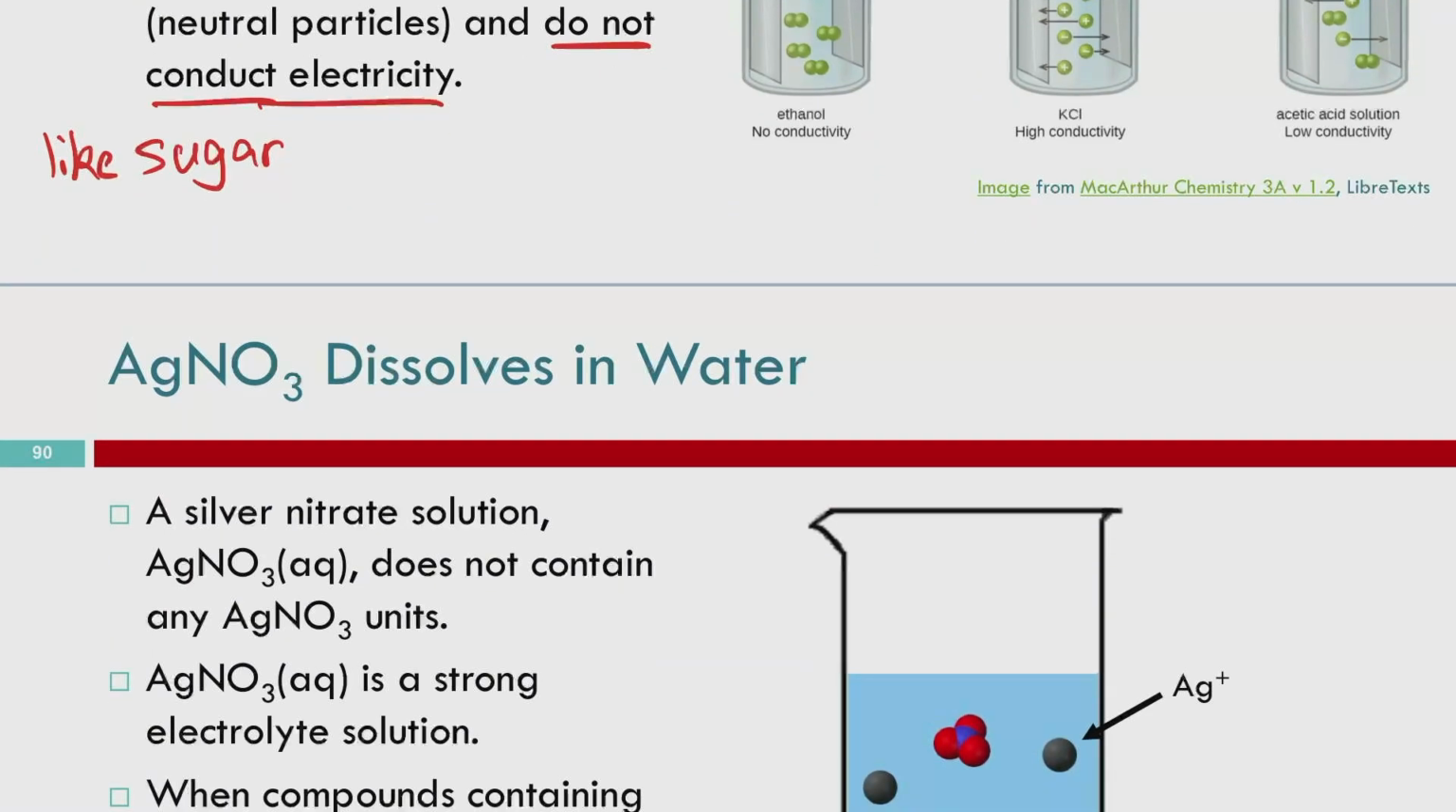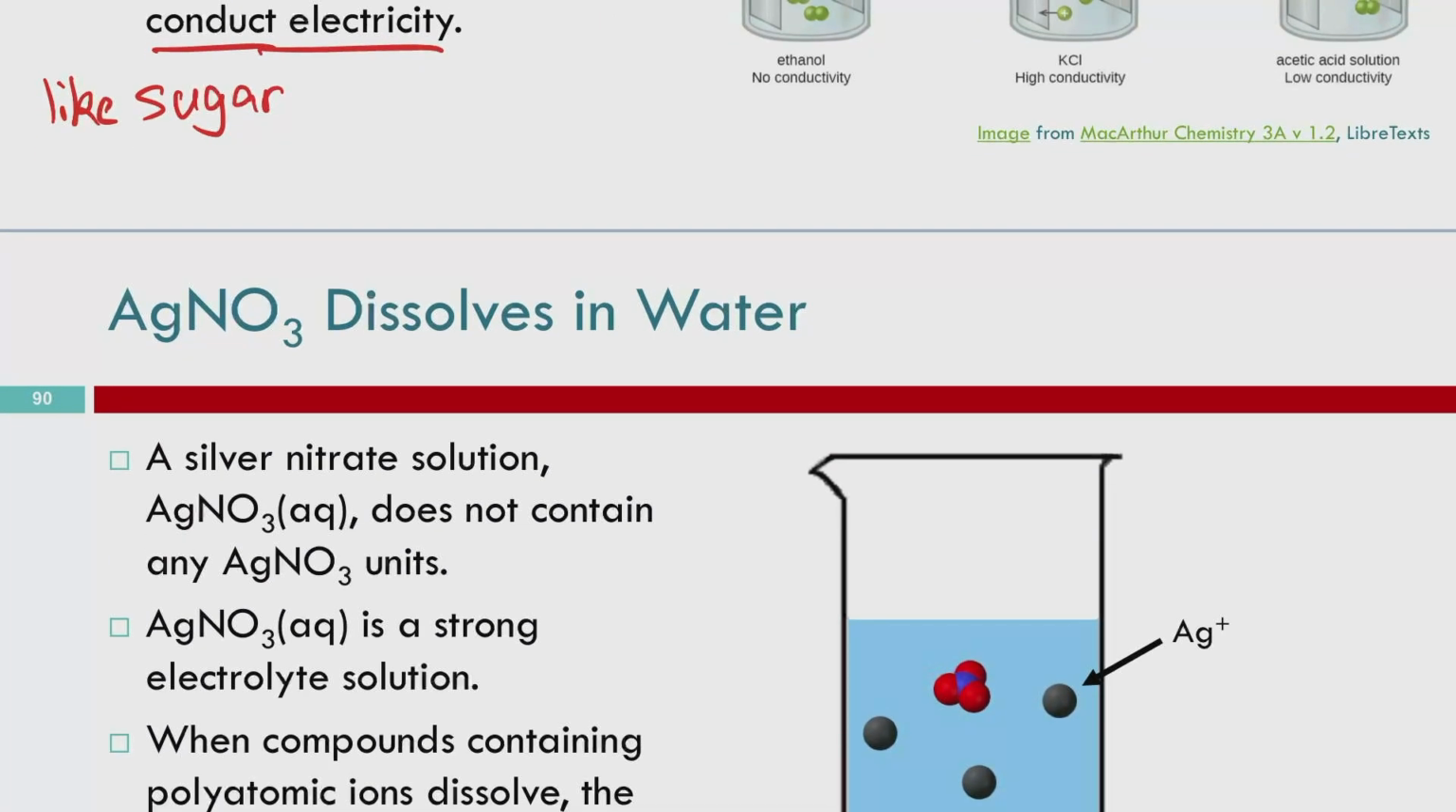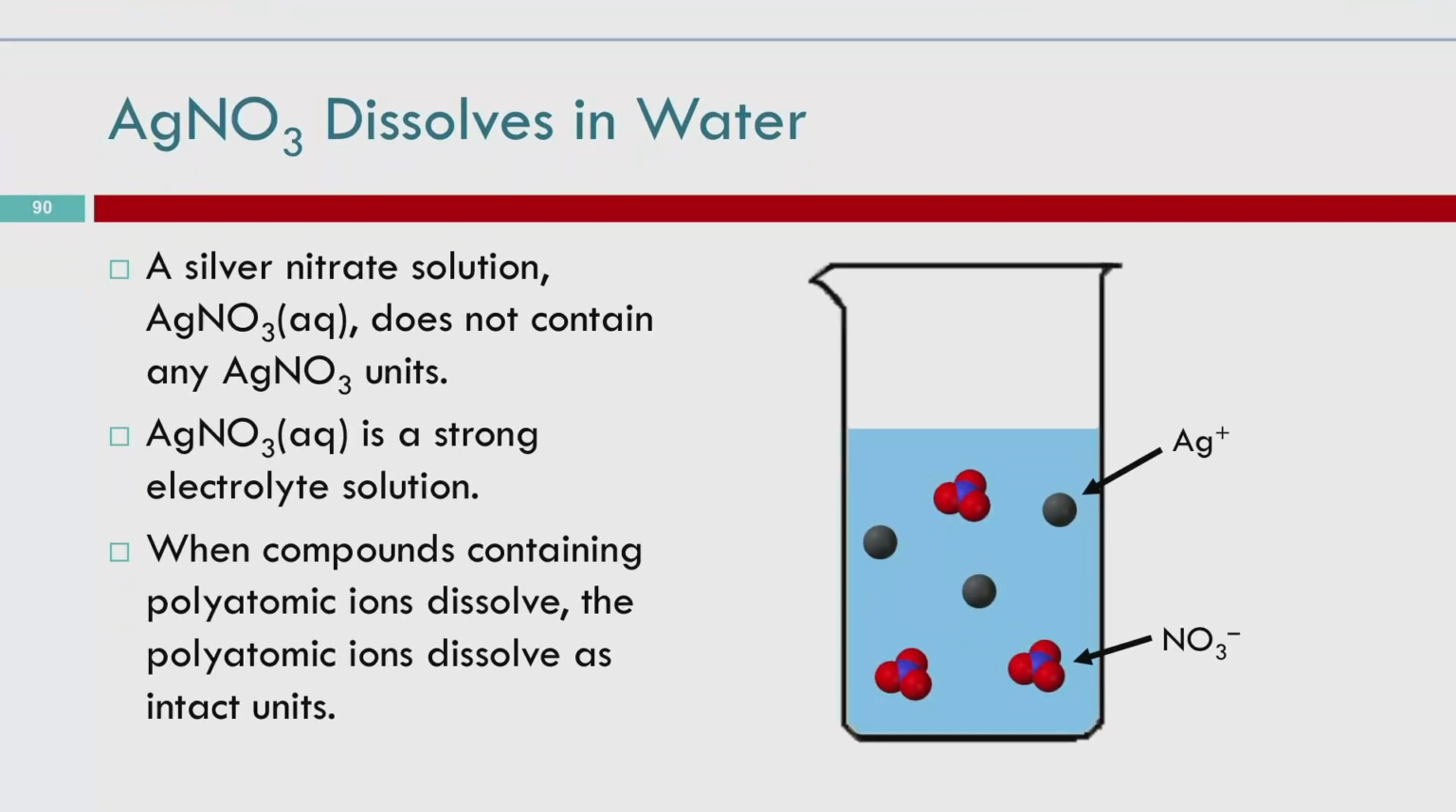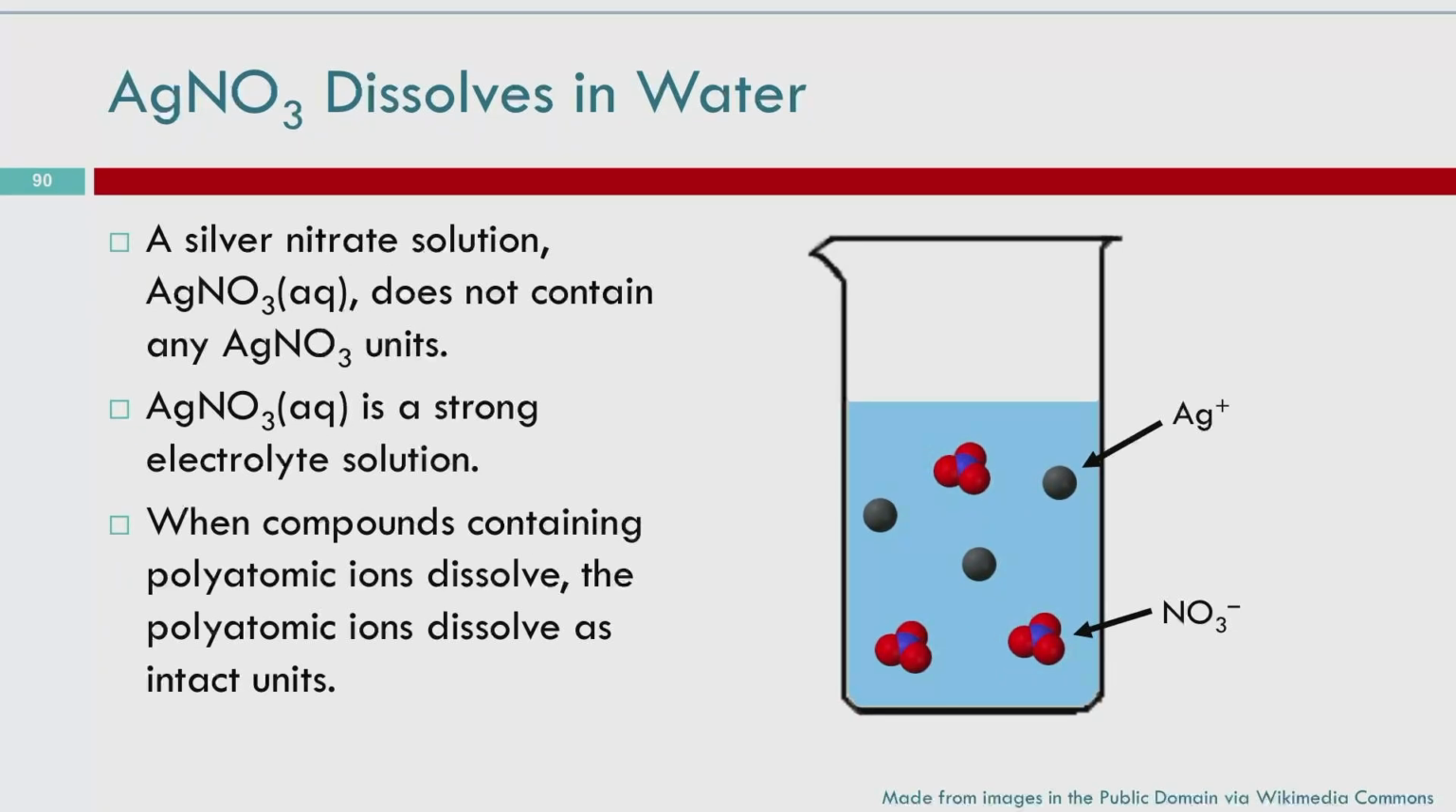Silver nitrate, AgNO3, if you dissolve that into water, it might look something like this. AgNO3 is a strong electrolyte solution, and notice that there are no intact AgNO3 units present in the solution. That's how we're representing that it's a strong electrolyte solution.